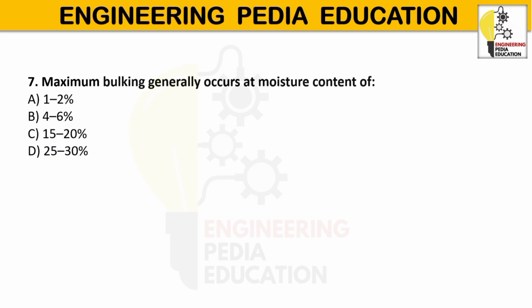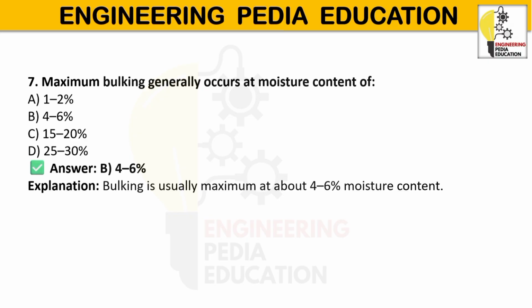Maximum bulking generally occurs at a moisture content of 4 to 6, 1 to 2, 15 to 20, or 25 to 30. So as we discussed, the maximum bulking generally occurs at a moisture content of 4 to 6 percent. At higher moisture content, bulking decreases because water fills the voids. Bulking is usually maximum at 4 to 6 percent moisture content.